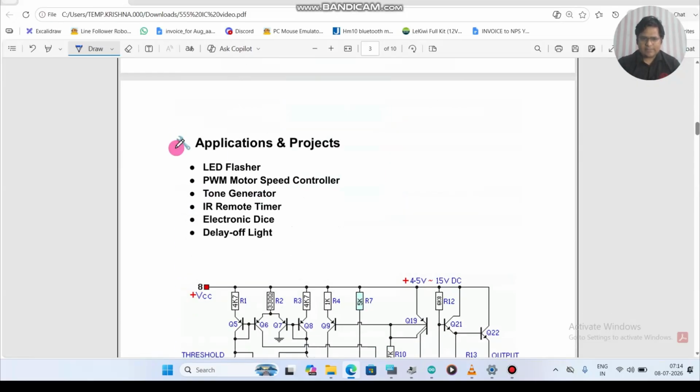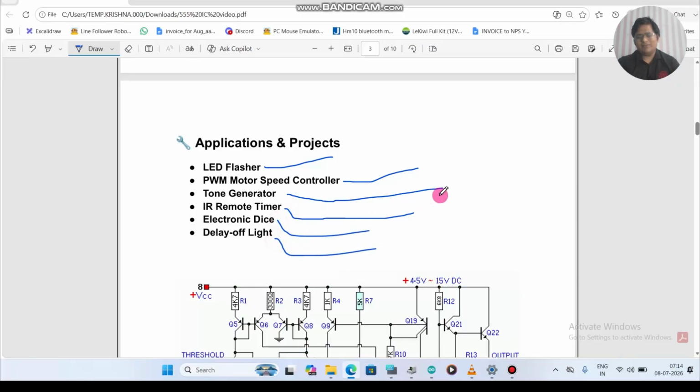Now these are the applications: we can build an LED flasher, we can control motor speed using the 555 IC, we can generate a tone like a police siren sound, and we can also make an IR remote timer, electronic dice, and delay of light. So we can build more than 100 projects using this IC.